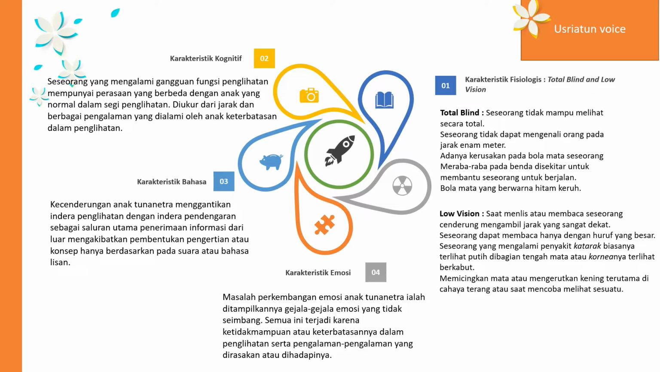2. Cognitive characteristic. Someone who has impaired visual function has a different feeling from normal children in terms of vision, measured from the distance and various experiences experienced by children with limited vision. 3. Language characteristic. The tendency of blind children to replace the sense of sight with the sense of hearing as the main channel for receiving information from outside produces the formation of understanding or concepts that are only based on the sound or language spoken.